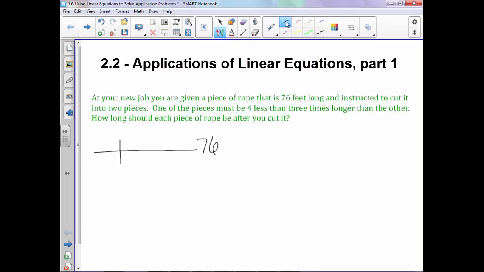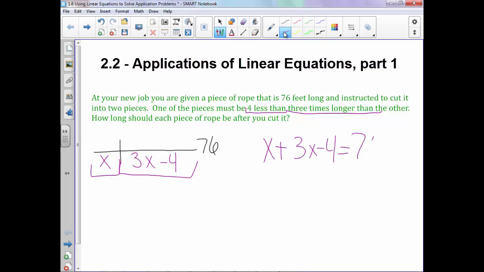So we don't know how long this first piece is, so let's just call this part X. We know the second one is 4 less than, which means it's something minus 4. And it's 4 less than 3 times longer than the other. So 3 times the length of the other. So we know our first cut is X, and our second cut is this 3X minus 4. We know both of these lengths together has to be our total of 76 feet. So our equation is just X plus the 3X minus 4 equals 76.